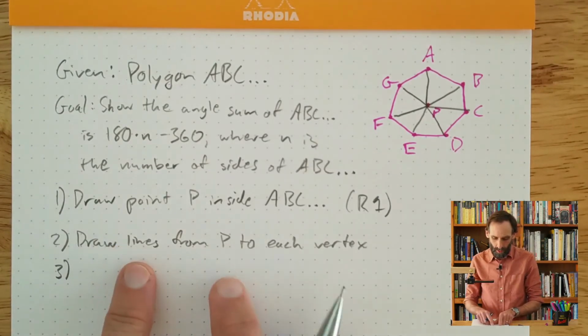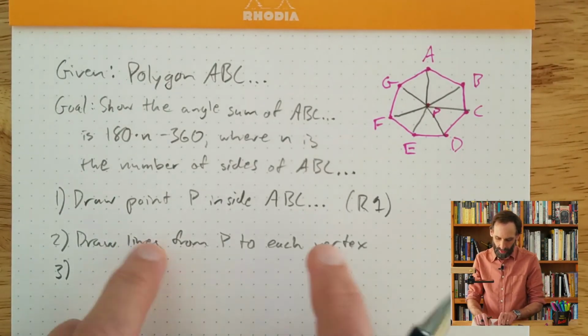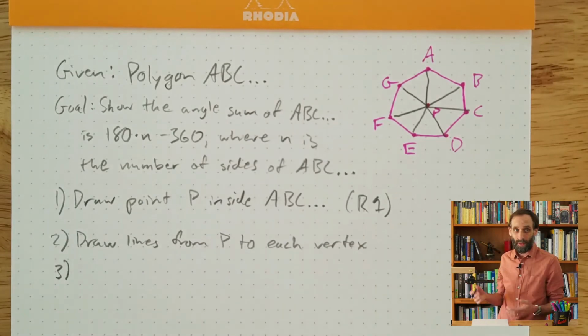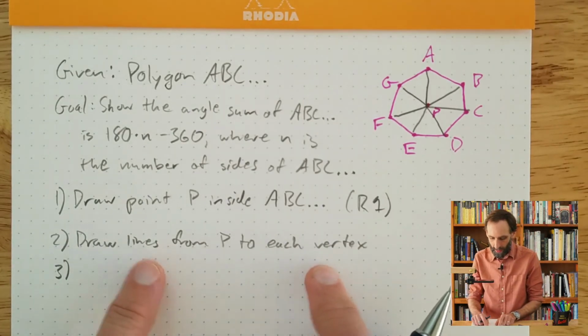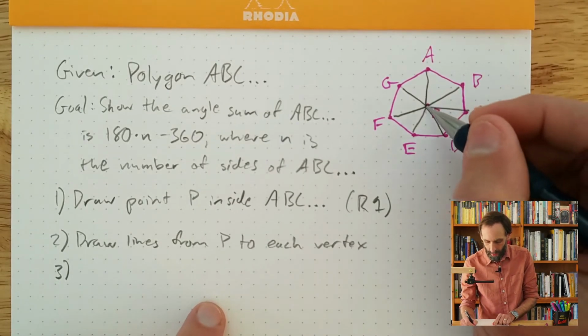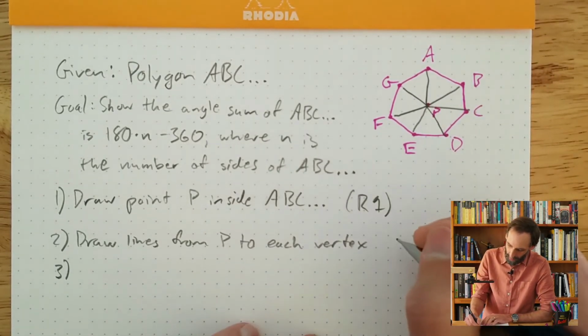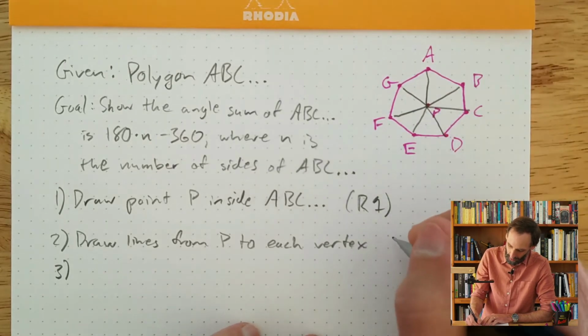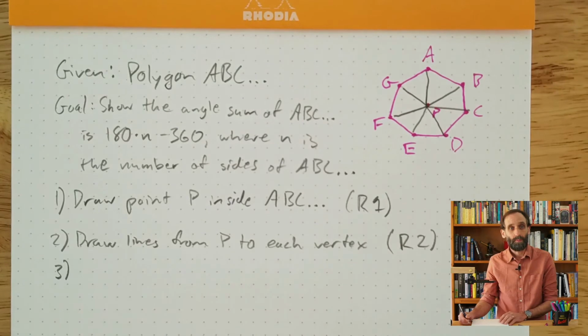Oh yeah, and so what is our justification, based on our axiomatic system, for this? Well, of course, we know that rule number 2 says we can draw a line from any point to any other point. So 2 points will determine a line. And so this is rule number 2.